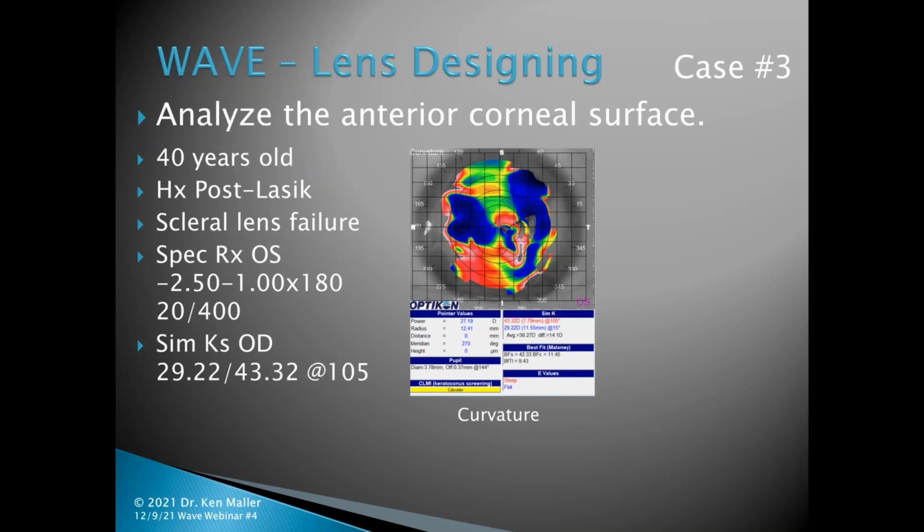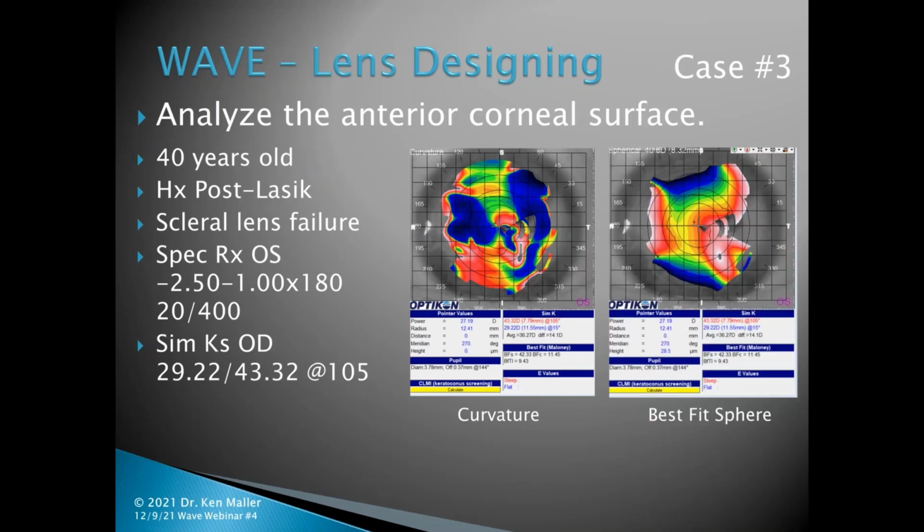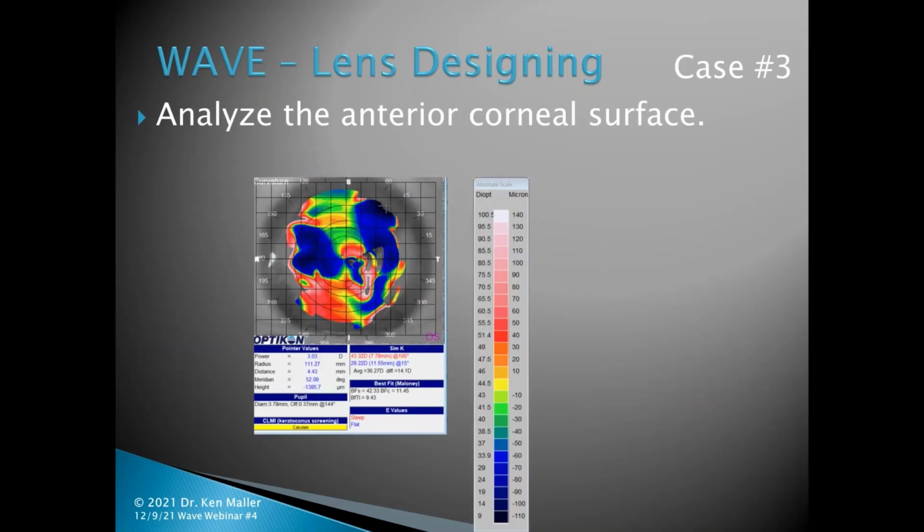You can certainly see that the eye has suffered a significant amount of trauma from the LASIK surgery, and you can also understand why the -2.50, -1.00 axis 180 didn't really correct him better than 20/400 vision. If we take a look at the best fit sphere, we get a better sense of the elevations on this particular eye, and you can see they do not look really like what's going on in the curvature map. So let's take a look at this against the absolute scale display that we have over here.